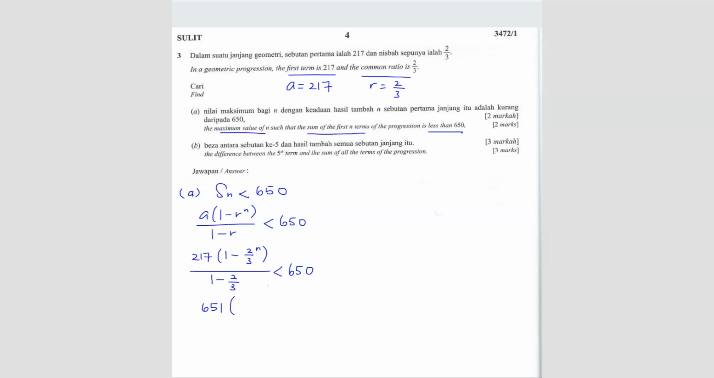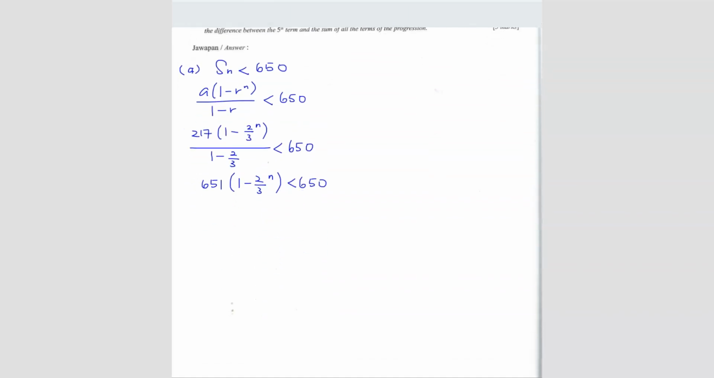So 651 times 1 minus (2/3)^n is less than 650. So what are we going to do? We are going to shift the 651 to the other side, so it becomes divide. So here we have 1 minus (2/3)^n less than 650 divided by 651. Okay, so we're going to bring the 1 over, so it's going to be 650 over 651 minus 1, so it's going to be negative (2/3)^n less than negative 1/651.